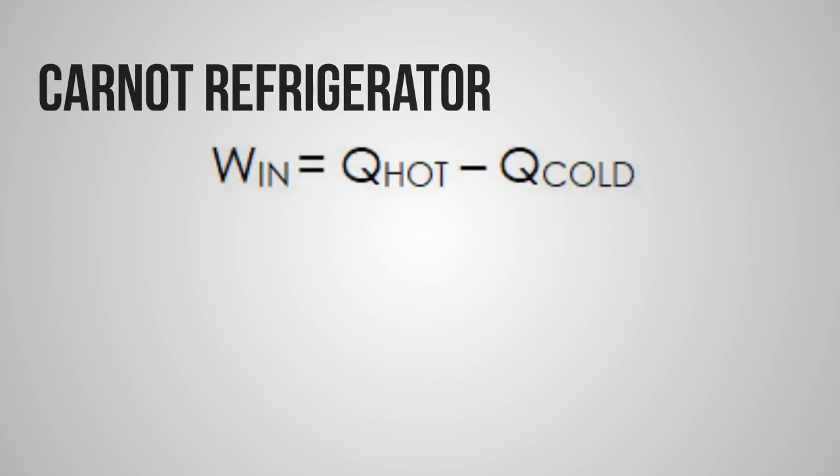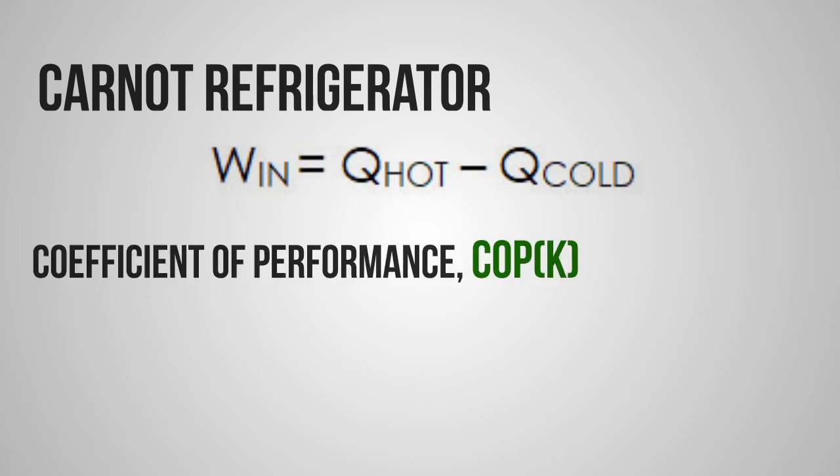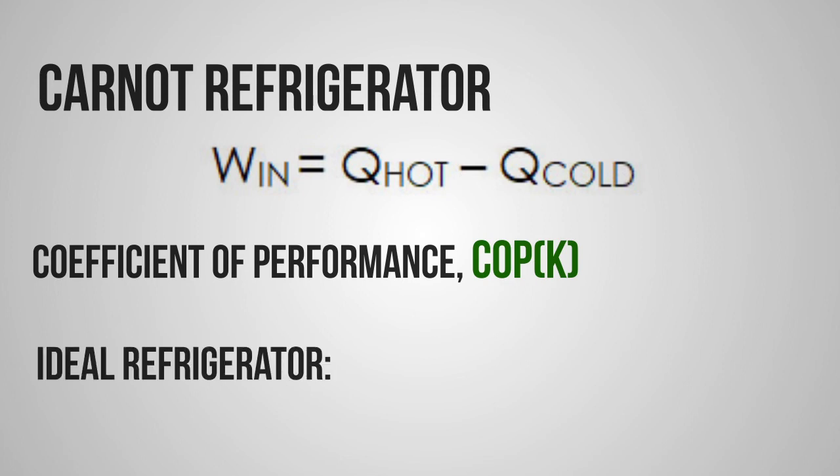Carnot refrigerator. Internal work is equal to the hot transfer minus the cold transfer of heat. Coefficient of performance, COP, K. Ideal refrigerator, K is equal to Tc over Th minus Tc. Simplifying to Tc over Th minus 1.